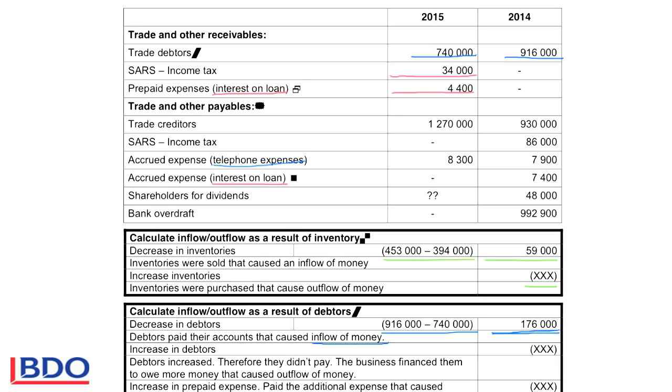If the debtors increased, it means that they didn't pay. And that means the business had to finance them to buy goods on credit, so they owe more money to the business, and for the business this caused an outflow of money. We will not take SARS income tax and prepaid expense interest on loan into account because that is shown separately on the face of the cash flow statement.